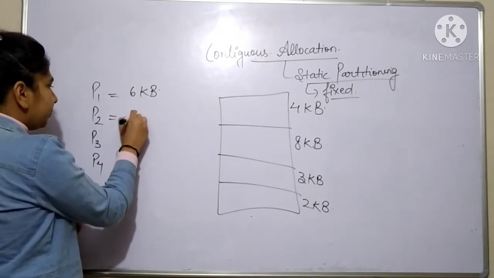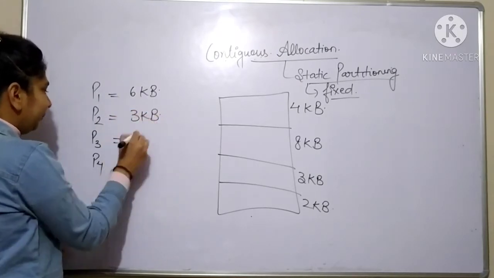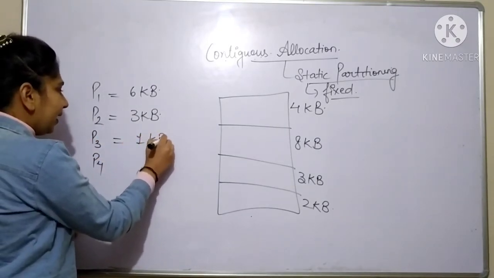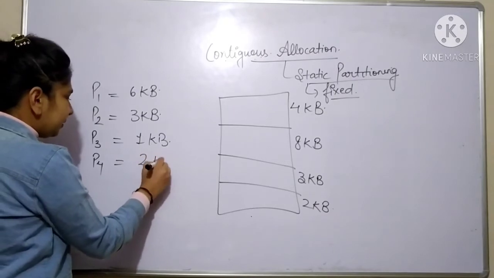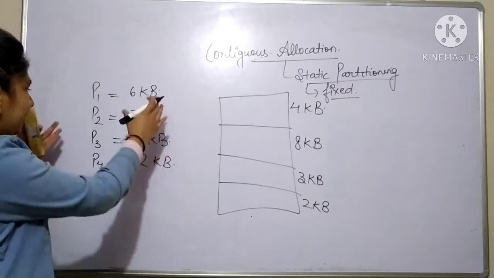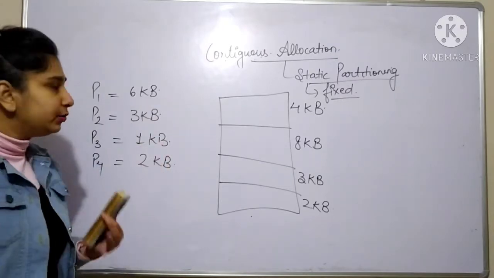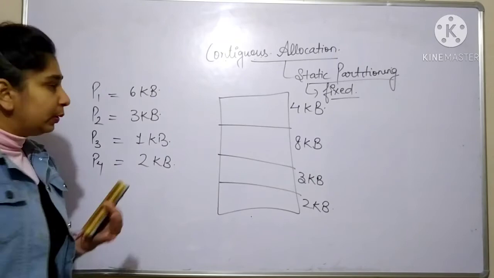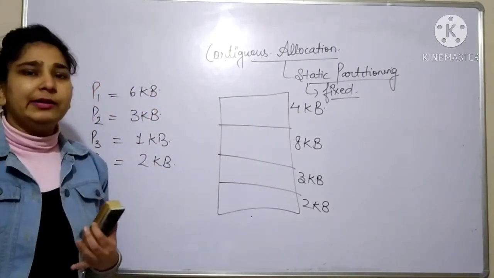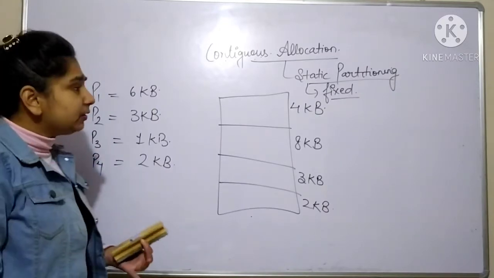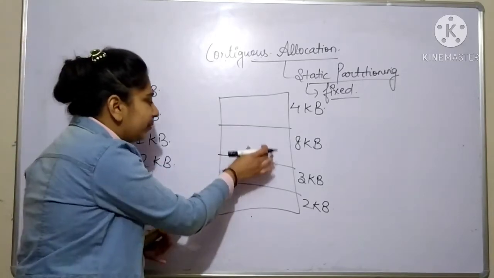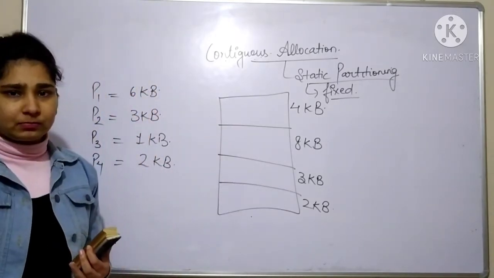The size of your process P2 is 3 KB. Size of process P3 is 1 KB. And size of process P4 is 2 KB. We have these 4 processes that want to execute. We have divided our main memory into fixed size partitions. So the first question is how to divide your main memory into partitions.